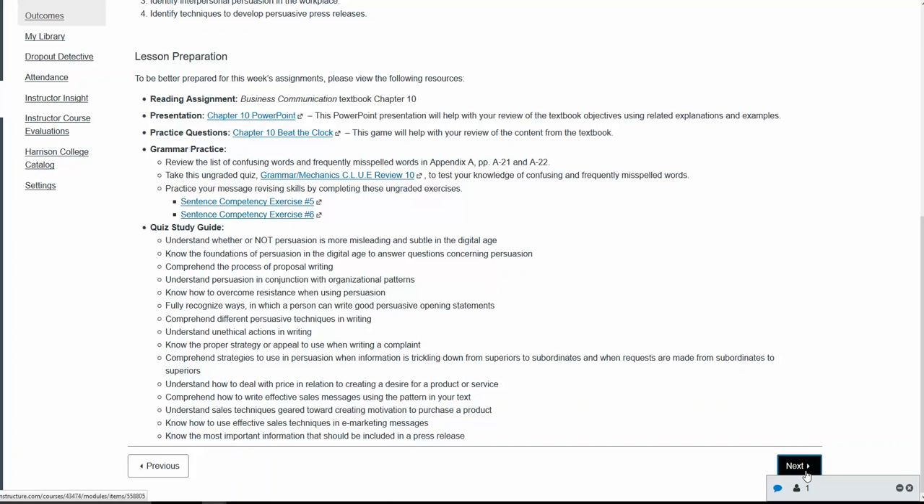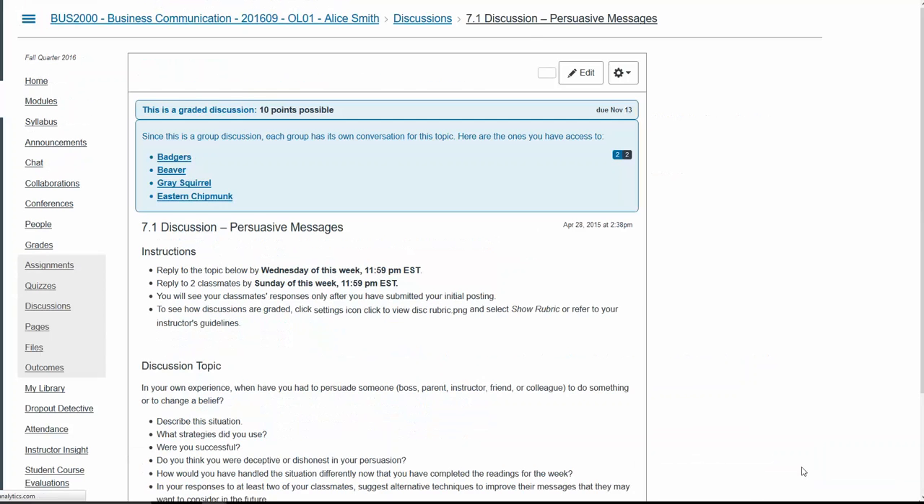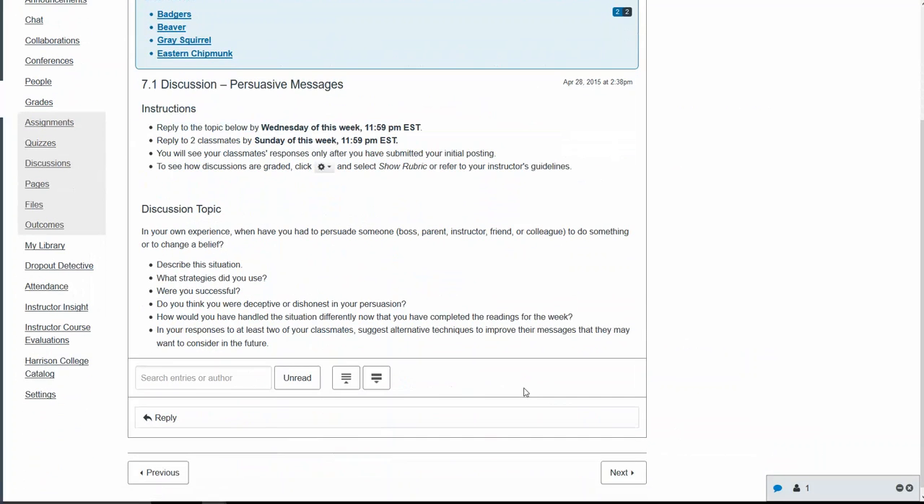Next is your discussion. Okay, in your own experience, when have you had to persuade someone, a boss, a parent, an instructor, a friend, or a colleague, to do something or to change a belief? Describe the situation. What strategies did you use? You can relate back to the book to see what strategies they prescribe and then what you did also. Were you successful in your attempt?